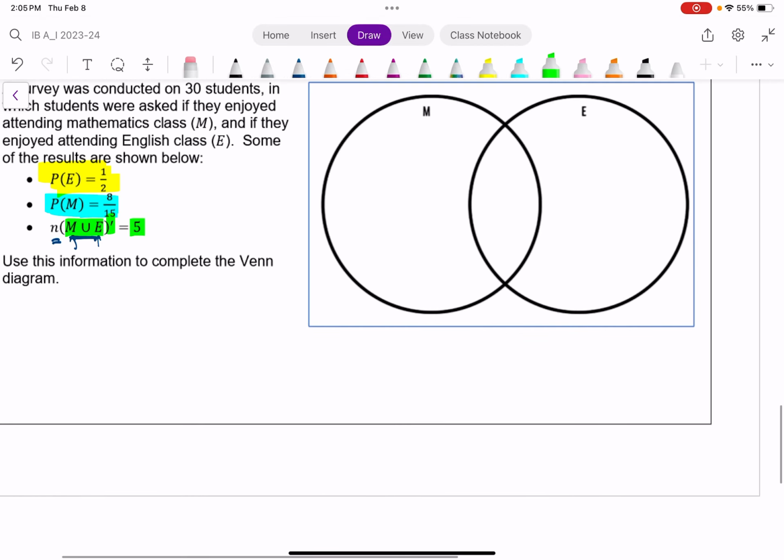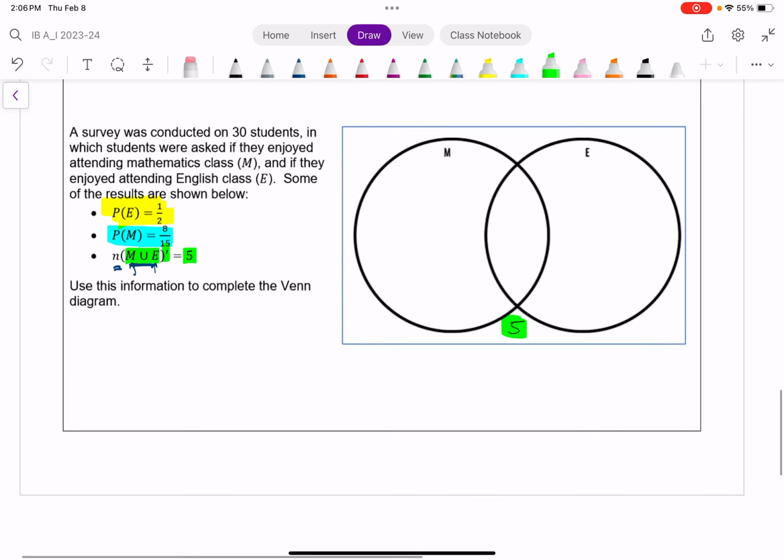So that's the first part I can actually show here. I know I can put a 5 somewhere outside here. I'll put it down there. So there's 5 students outside of this. I also know that there's 30 students in total, which means all of this here must have a total of 30 students.